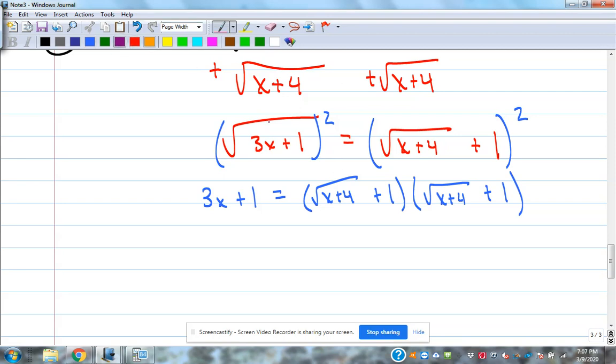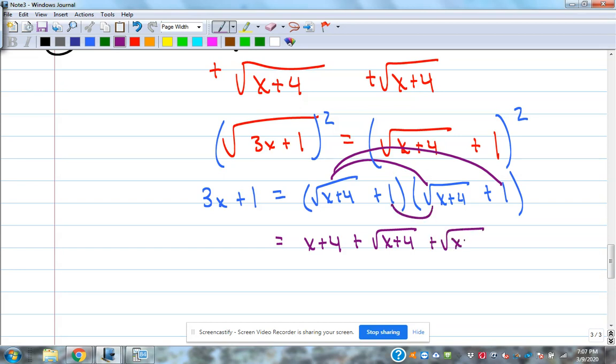So I'm going to do that math. Let's do square root of x plus 4 times square root of x plus 4. That's just going to be x plus 4. Times 1 would be square root of x plus 4. This times it would be another square root of x plus 4. And then 1 times 1 would be plus 1.